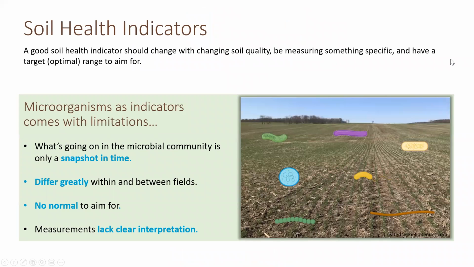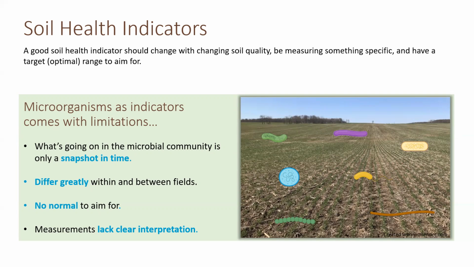Soil health indicators need to be something that will change over time. We need to be able to quantify the changes in soil health. They also need to be measuring something specific, for example, the organic carbon content of soil or nutrient availabilities. And lastly, they must be able to be interpreted in a way that will help inform management practices, knowing if the indicator shows good or bad soil properties.